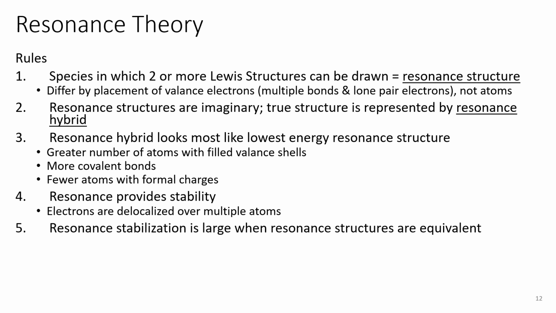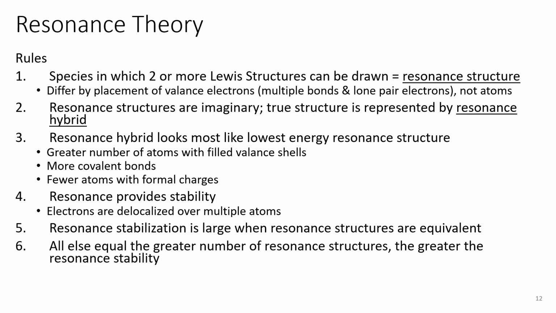So if we look at our resonance structures and they're all weighted the same, one is not better than the other. This is when we're going to see the largest resonance stabilization associated with that molecule. If all else is equal in terms of the number of resonance structures and the equivalency of those resonance structures, the more resonance structures we can draw, the more stable that structure is. So the greater the number of resonance structures that we can draw on paper, typically the more stable that molecule is going to be.